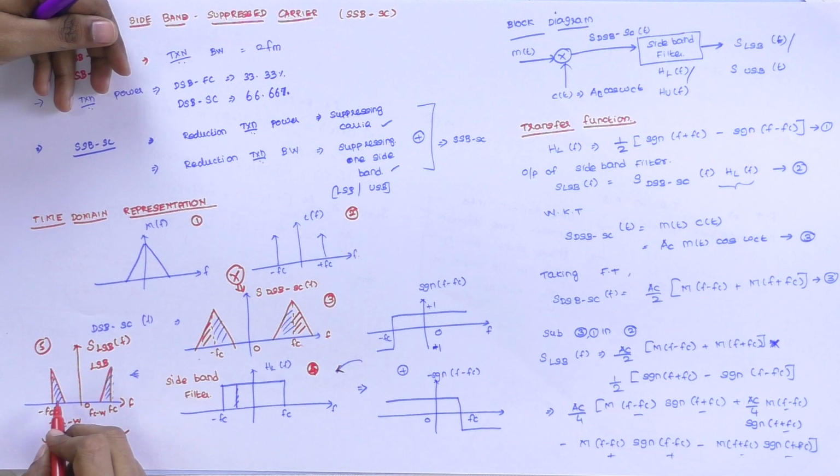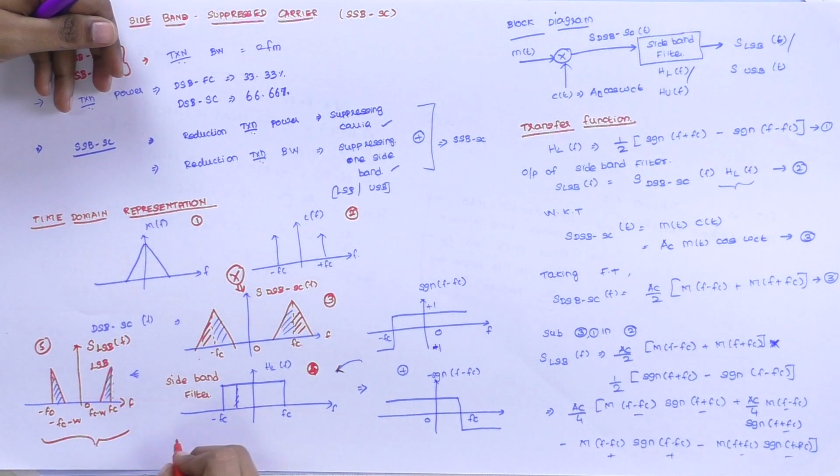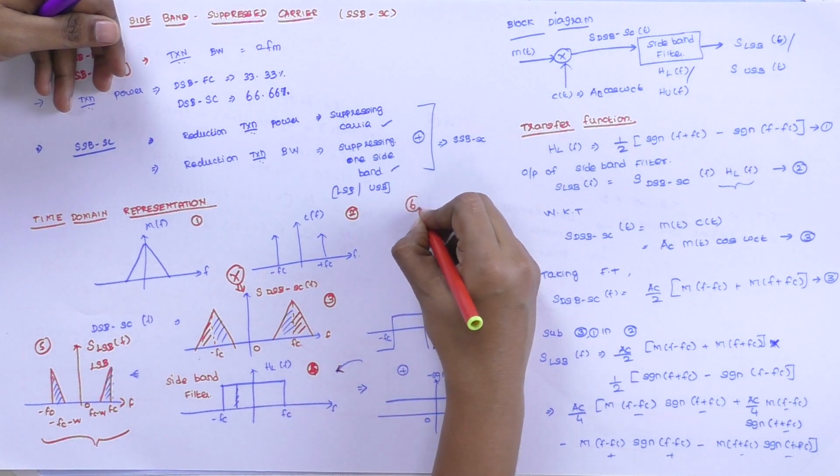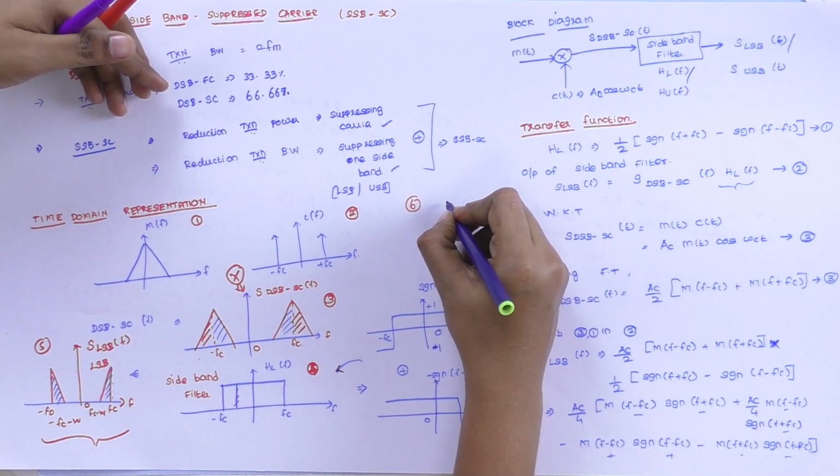We have already seen the spectrum for the lower sideband. We'll draw it here for the upper sideband.